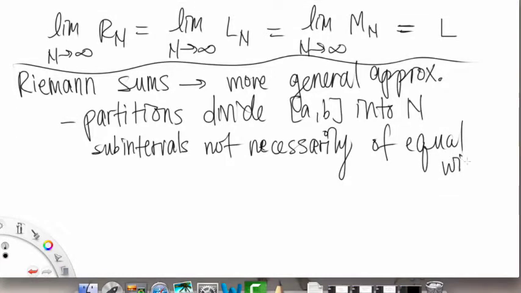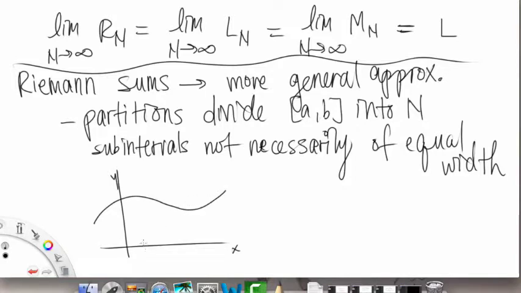So here's a graph, with our x and y, and a curve like this. Here's our a and b, and instead of doing equal widths, we could divide it into something like this. We'll make one of them really tiny, and do another one kind of randomly, like that. So we could have 4 subintervals that are not of equal width.